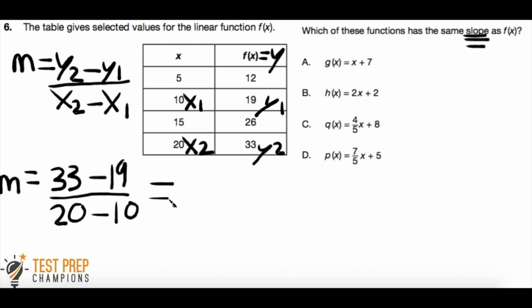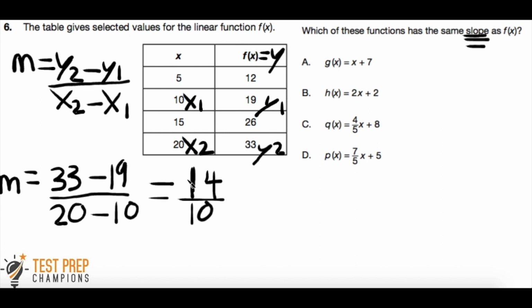All right, and let's do the math here. So what's the answer here? What's 33 minus 19? Well, that gives us 14. And then 20 minus 10 gives us 10. So now we've got a fraction. So let's put this in simplest form.